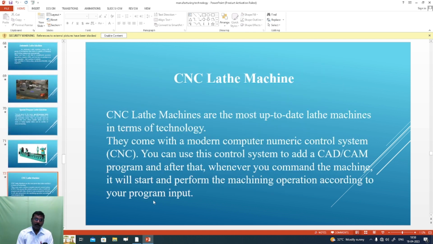CNC lathe machine. CNC lathe machines are the most up-to-date lathe machines in terms of technology. They come with a modern computer numeric control system, that is a CNC. You can use this control system to add a CAD/CAM program, and after that whenever you command the machine, it will start and perform the machining operation according to your program input.